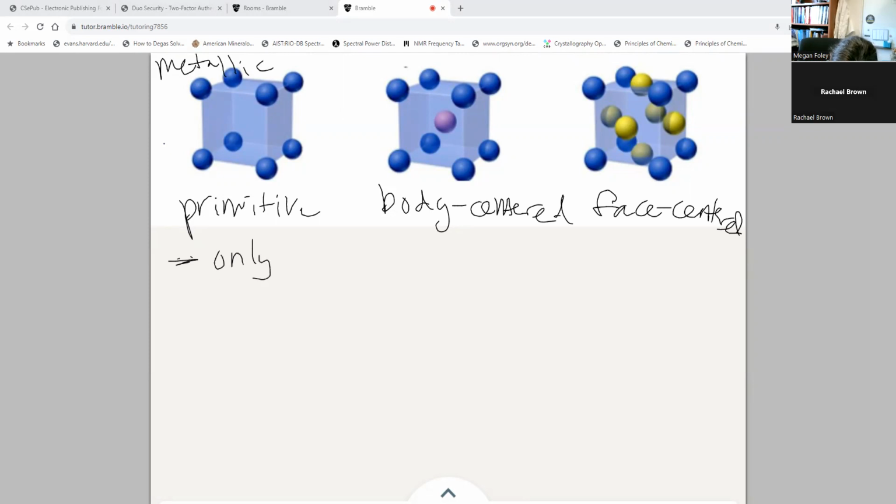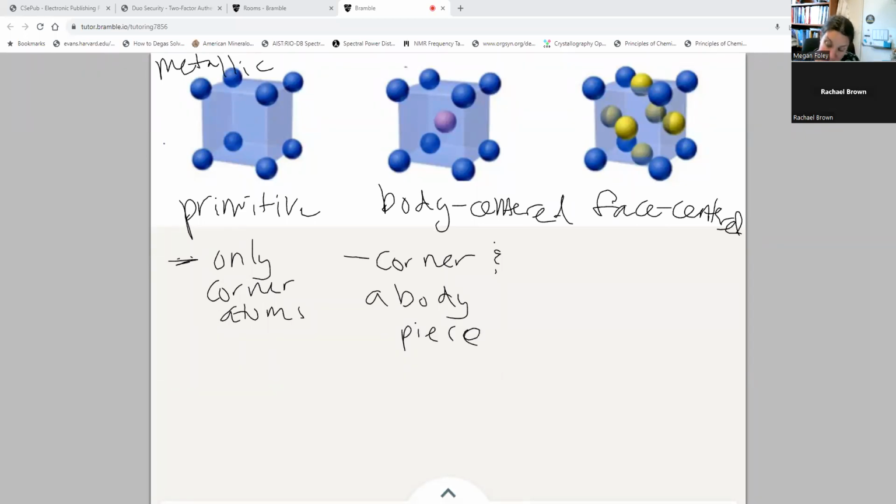So only corner atoms. Our body-centered, we have corner atoms and a body piece. And then our face-centered, we have corners and faces. As in, each face of the cube has an atom.